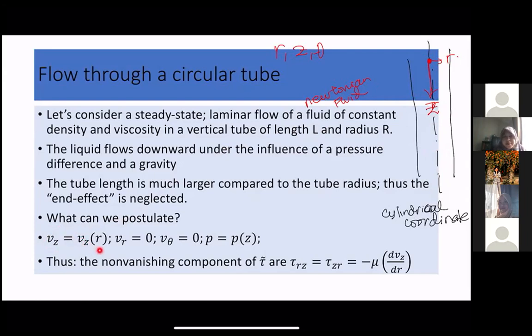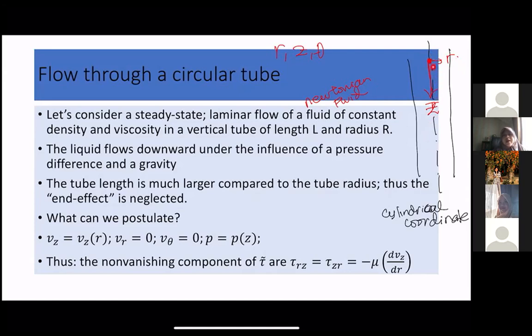So we can postulate that the velocity is phi z, and phi z is a function of r. And the second one, do we have phi r, the velocity in the direction of r? No, ma'am. No? Okay, good. Why, Christian? Because the fluid is flowing downward, so there is no fluid flow in the r direction. That's correct, because the velocity is falling downwards.